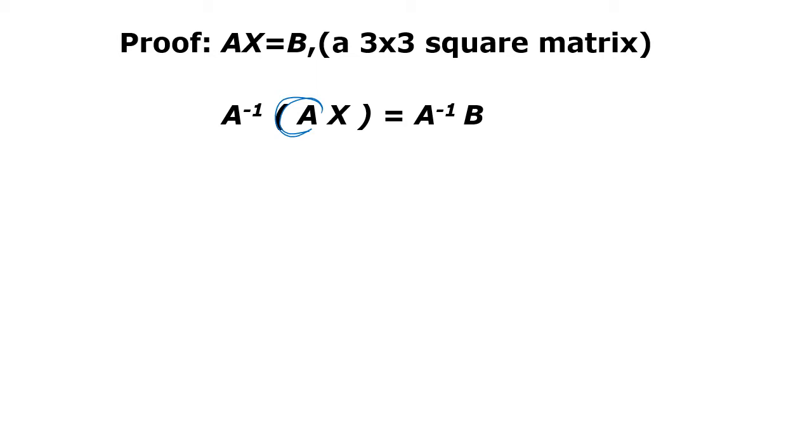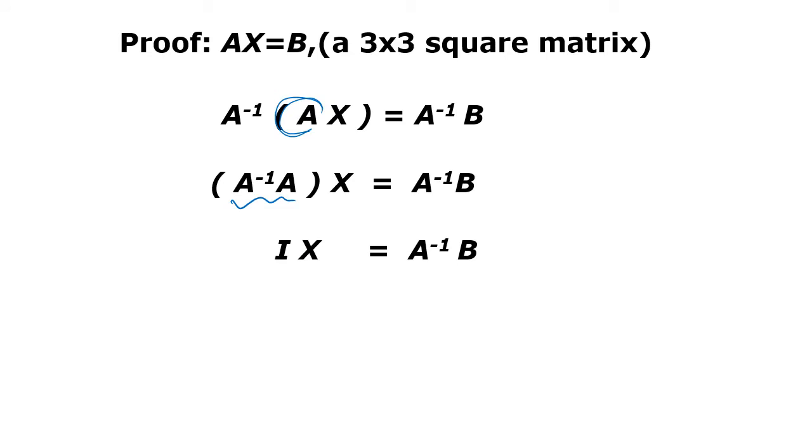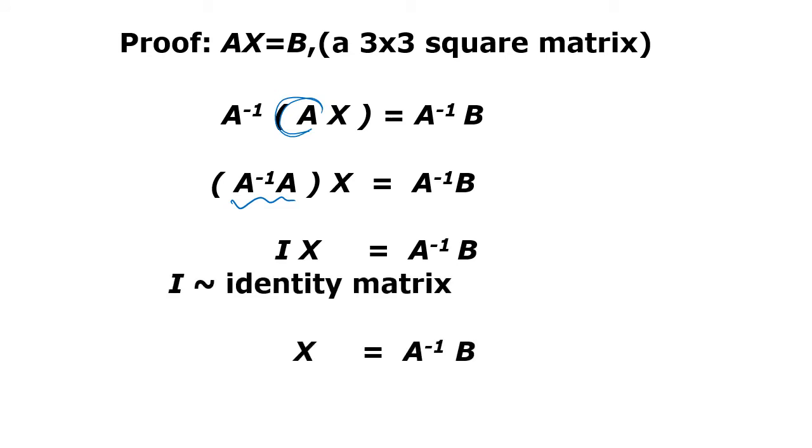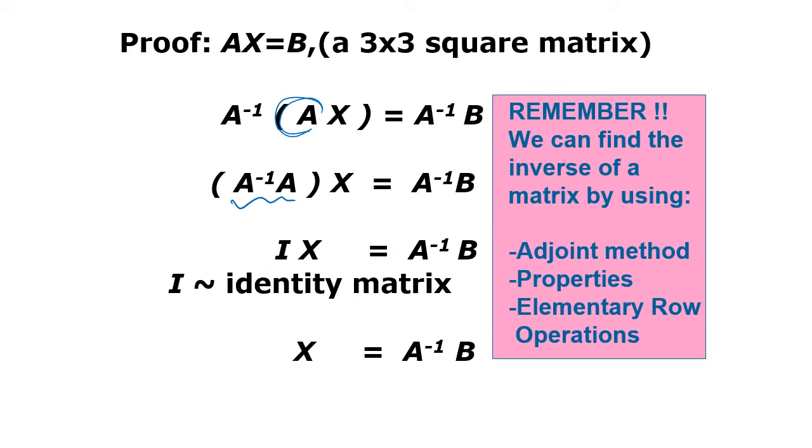So multiply A inverse from the left side on both the left hand side and right hand side. And then what we will get, A inverse multiplied by A, this part will be equal to I. So I times x is equal to x itself. So x is equal to A inverse multiplied by B. That is why we can find the solution for x by multiplying the inverse of A with B.